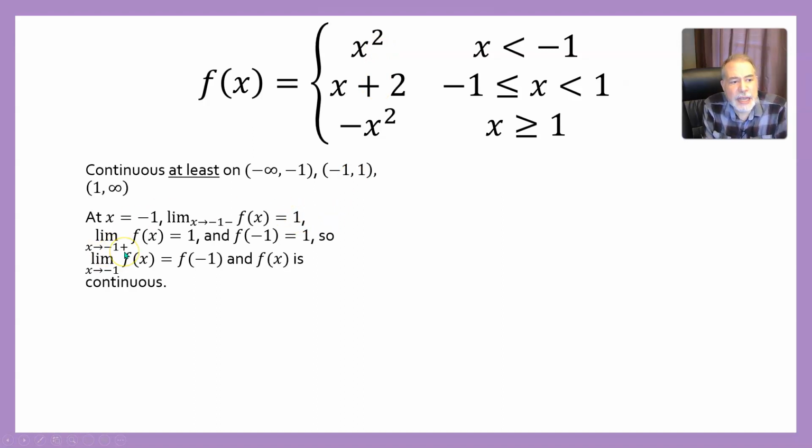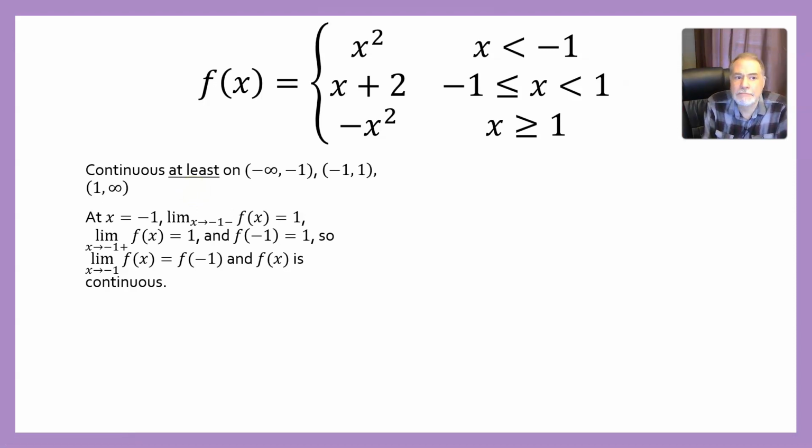As x approaches -1 from the right, so now we're considering x's that are greater than -1 by just a little bit, f of x is giving you x plus 2. And as x approaches -1, that would be approaching -1 plus 2, which would be 1. So we have the same limit from the left and from the right, and so that is the limit as x approaches -1.